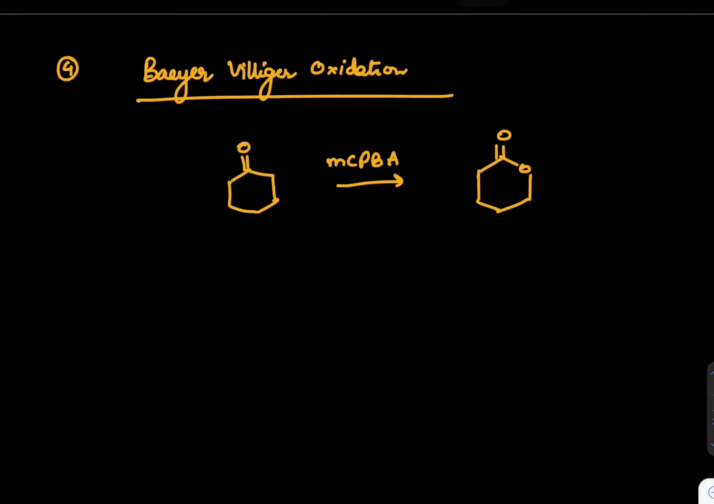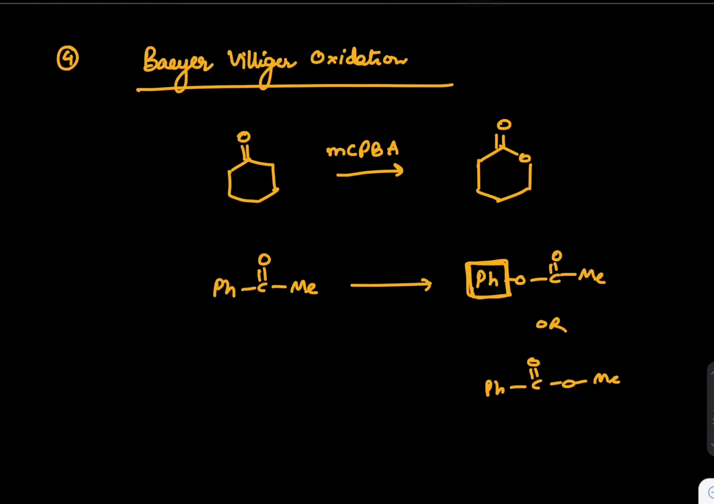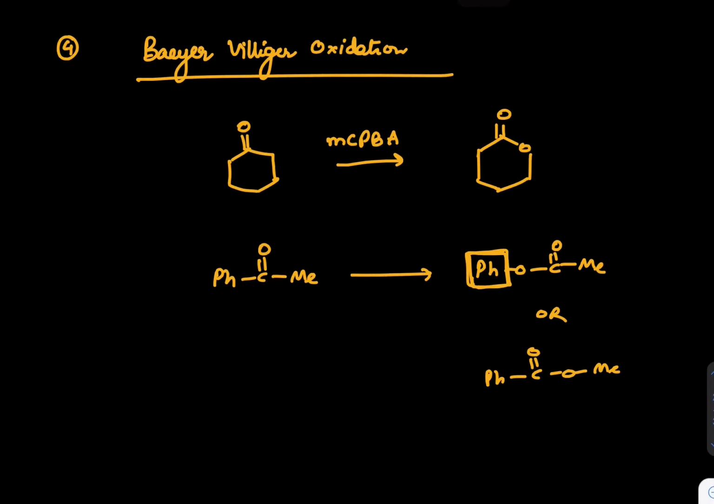Ketones become esters. So if somebody gives us PhC double bond O-Me, this will try to become PhC double bond O-O-Me or Me-C double bond O-O-Ph. So the debate is, will this be the correct answer or should I go with MeO-C double bond O-Ph? Remember, the migratory group will migrate and hence the O-Ph will be the answer. If you refer to the mechanism of this reaction, it will be much more convenient for you.